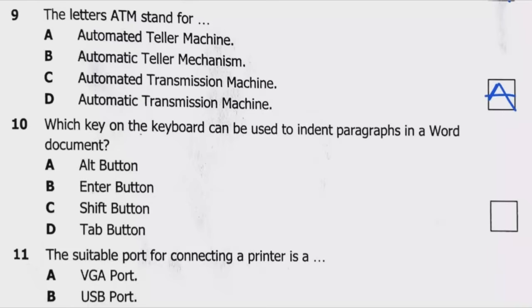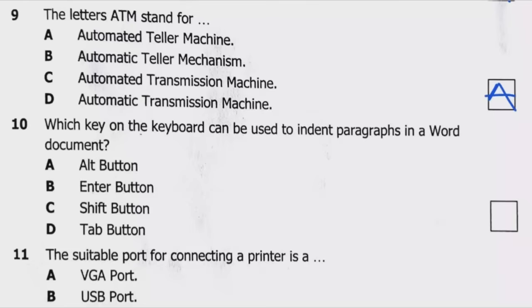Let's come to B, which is the enter button. When you press enter, it moves the cursor to the next line or creates a new paragraph. It starts a new paragraph, yes, but it doesn't indent one, so it's not correct. When we talk about shift, shift is used to capitalize letters or access the upper symbols on the keys. For instance, if you want the at symbol, you press shift and the button 2, and it will give you at. So this one doesn't indent the paragraph.